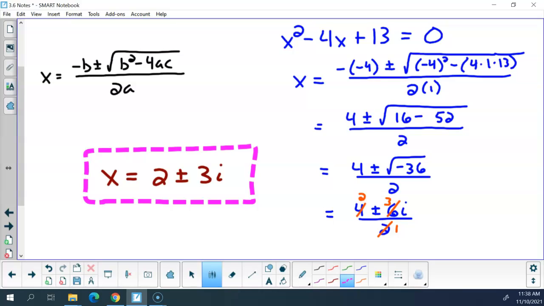Now, had there been a radical there, that would be protected because the radical is in control. Okay, so we can't divide into the radical. Good? Good times.